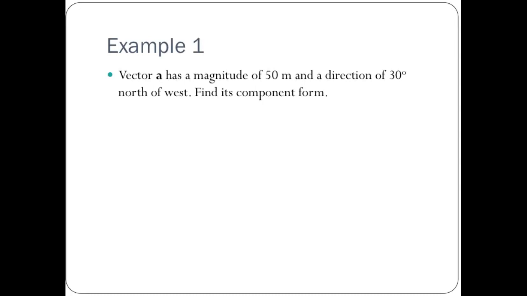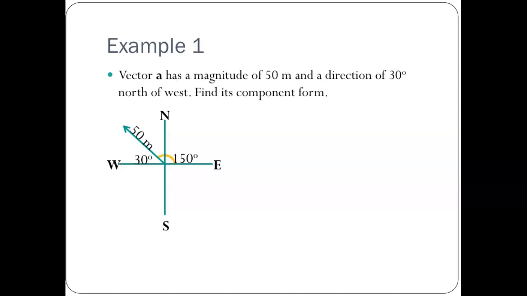All right, take a look at example 1. Vector A has a magnitude of 50 meters in a direction of 30 degrees north of west. Find its component form. Let's draw this out. So 30 degrees north of west means start at west and rotate towards north by 30 degrees. So that here is 30 degrees. Just for practice, that means that starting from the positive x-axis, rotating to this point here, that would be 150 degrees.